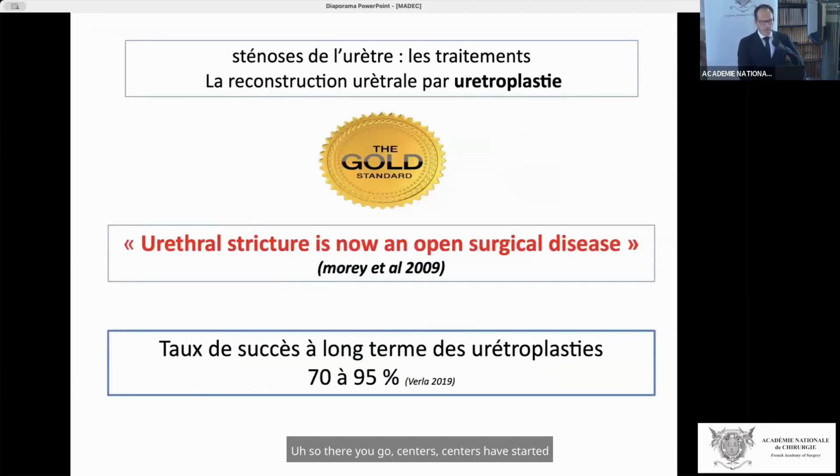So there you go. Centers have started saying that indeed the treatment for a urethral stricture is open surgery. Why? Well, mainly because the success rates are much higher than the success rates for dilations. The long-term success rates for urethroplasties are 70 to 95%, depending on the type of stricture.